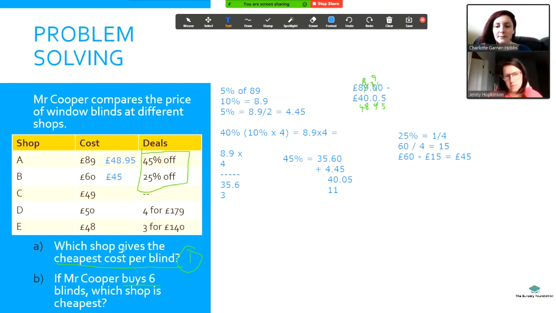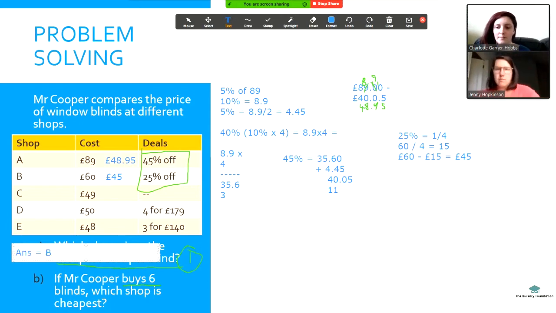So this now means that we've got all of the information to correctly answer question A, because like we said, we don't need to worry about these last couple of deals at all. So which one is the cheapest blind then? So it's B. B, yeah, so very easily the answer for this one equals B.